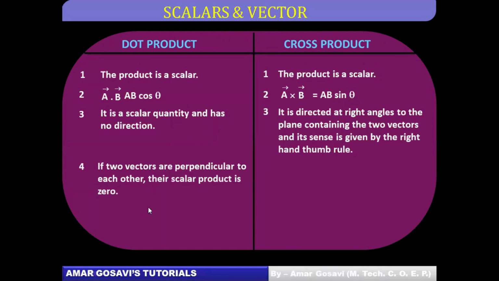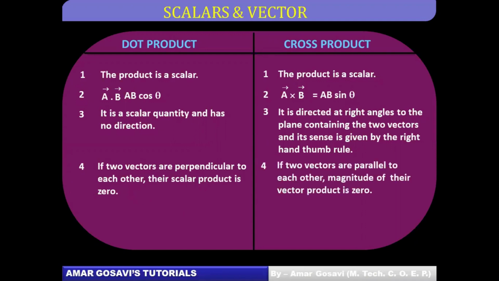Now here, if two vectors are perpendicular, their scalar product is 0. We have seen this in the previous session. But if two vectors are parallel, then their vector product is 0. If the two vectors are perpendicular, then the scalar product is 0, whereas if two vectors are parallel, then the vector product is 0. It has a comparison.